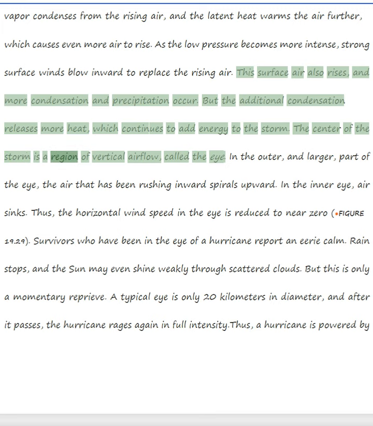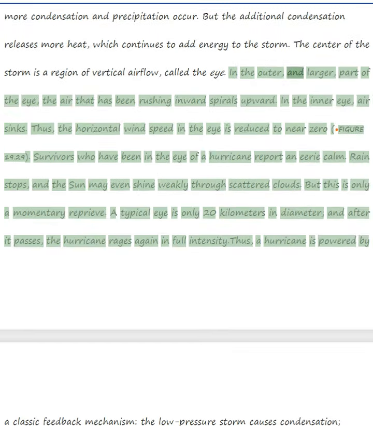The center of the storm is a region of vertical airflow, called the eye. In the outer, and larger, part of the eye, the air that has been rushing inward spirals upward. In the inner eye, air sinks. Thus, the horizontal wind speed in the eye is reduced to near zero. Survivors who have been in the eye of a hurricane report an eerie calm. Rain stops, and the sun may even shine weakly through scattered clouds. But this is only a momentary reprieve. A typical eye is only 20 kilometers in diameter, and after it passes, the hurricane rages again in full intensity.